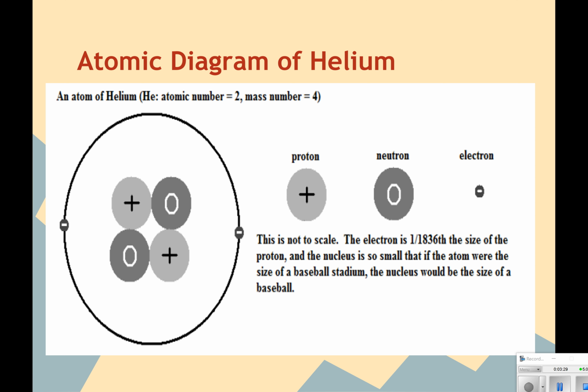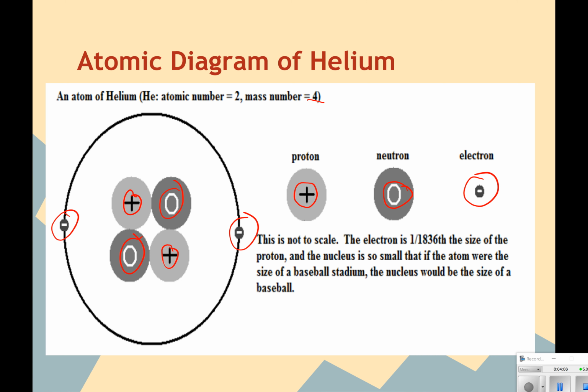Now, to give you a little example here, we'll take a quick look at an atom of helium. Now, helium has an atomic number of 2, which means it has 2 protons in its nucleus, and it has a mass number of 4, meaning it has a total of 4 nucleons, or 4 protons and neutrons. Since we have 2 protons, we have 2 remaining neutrons to make our mass number of 4. Helium also has 2 small electrons on the outer edge of the atom. Now, this is not drawn to scale.